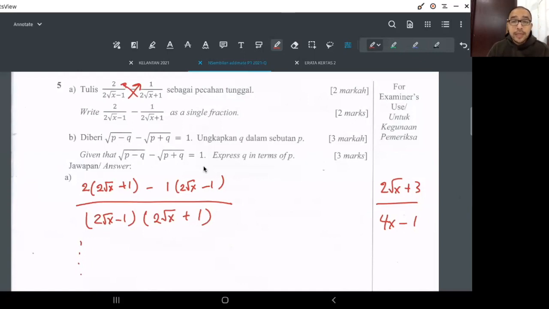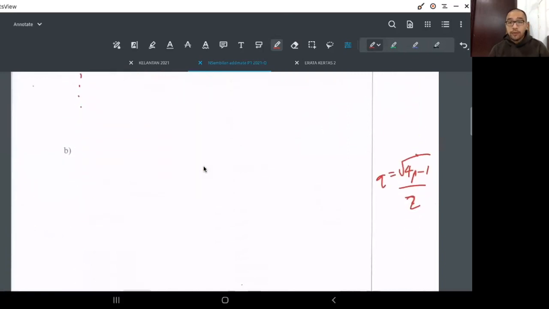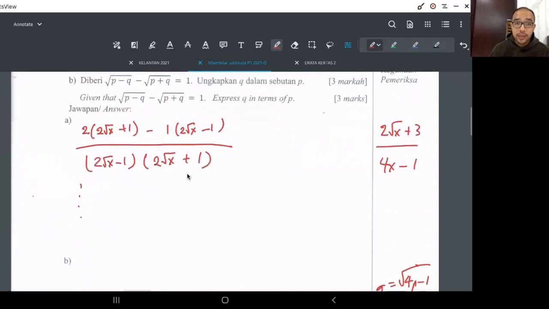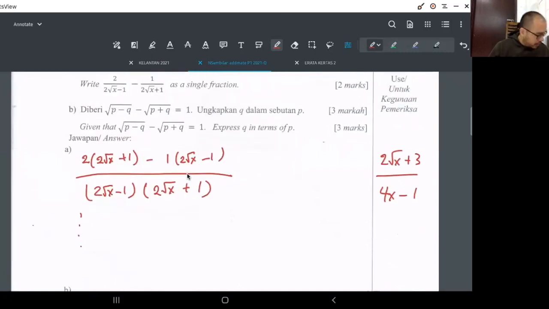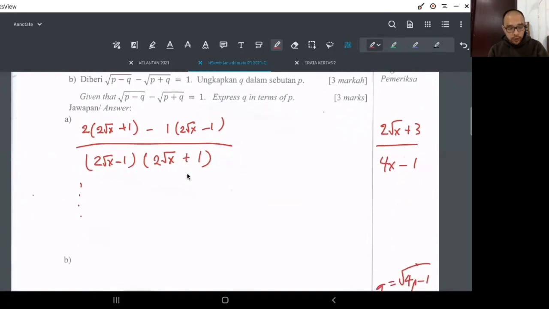Question B is a little bit tricky. We find that the answer is Q equals square root of 4p minus 1, divided by 2. The answer is very strange. But let's look at the question. It says given the yada yada yada, express Q in terms of P. So this one I'll probably show you a little bit.